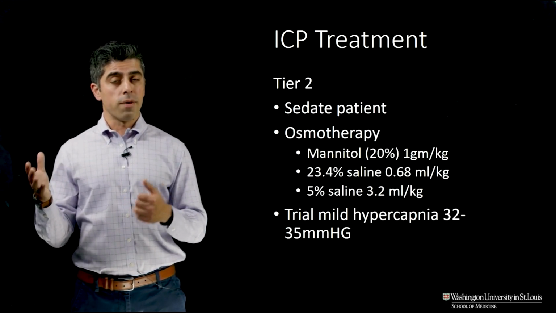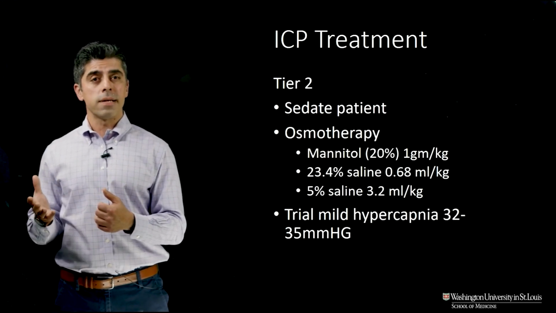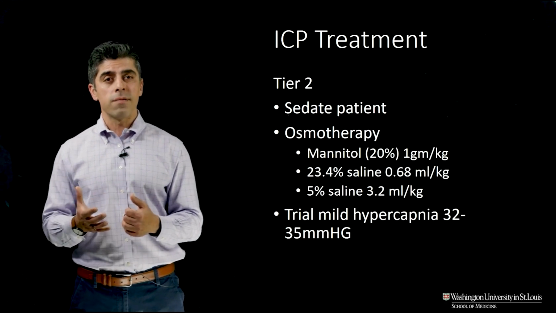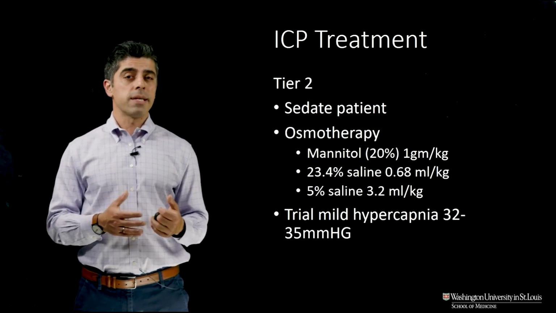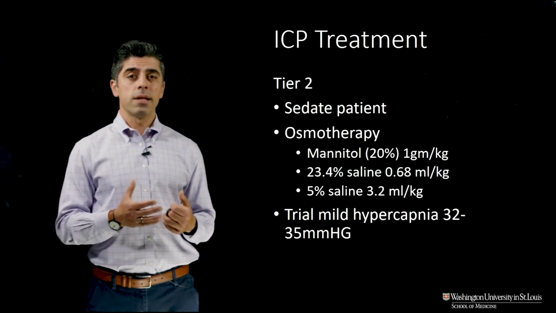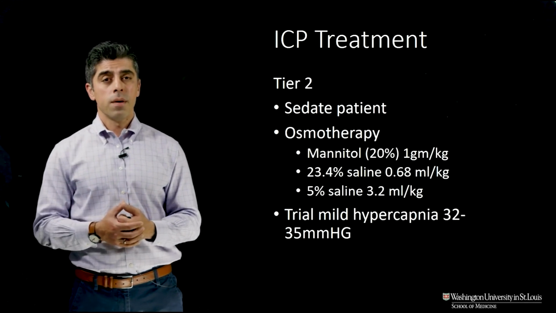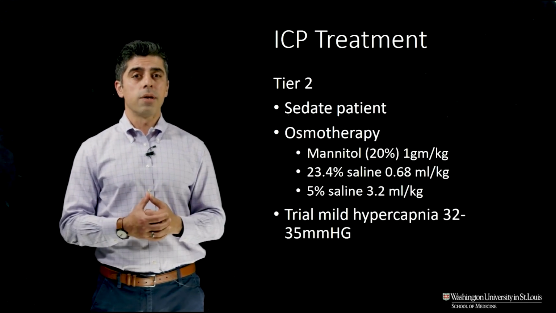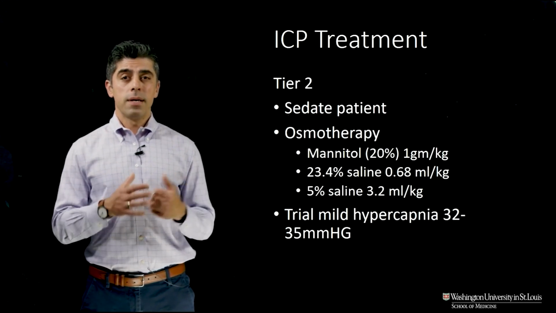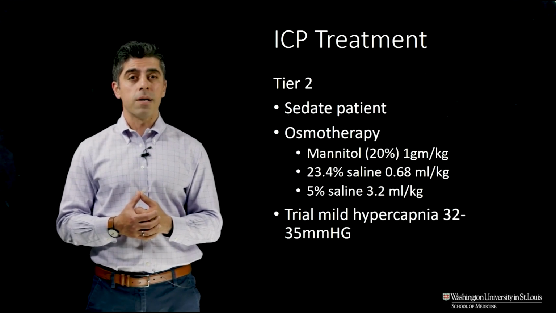Mannitol can generally be given through a peripheral IV safely. However, if we're using mannitol for a prolonged period, I'm going to place a central line for safer use. 23.4% saline always needs to be given through a central line, and 5% saline, like mannitol, can safely be given through a peripheral IV. However, if I'm going to be using this for a prolonged period, I'm going to place a central line to avoid any harm. Finally, for the Tier 2 strategies, you can consider a trial of mild hypercapnia or hyperventilation. In this range, you could consider a PCO2 goal of 32 to 35 millimeters of mercury.